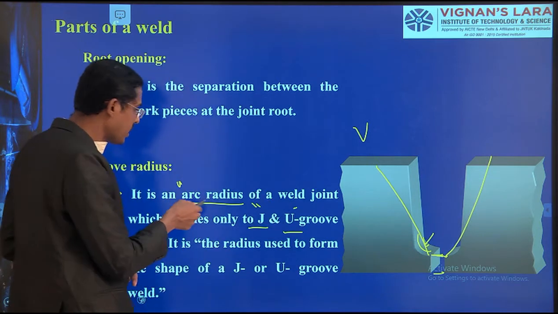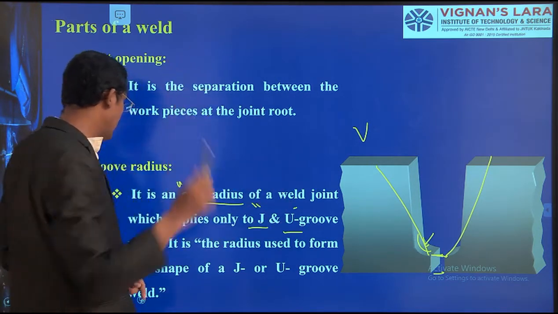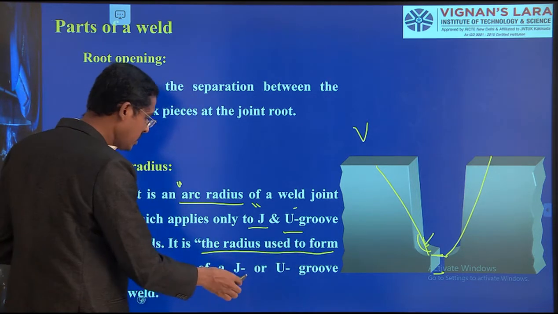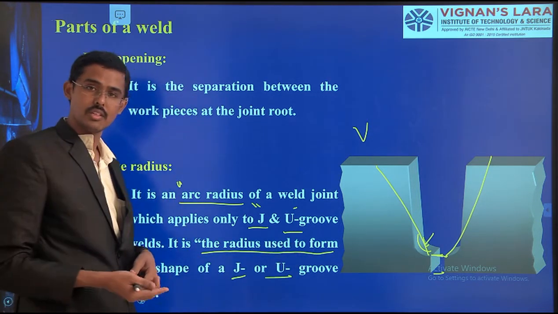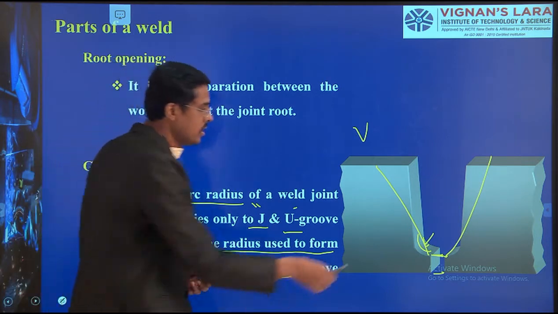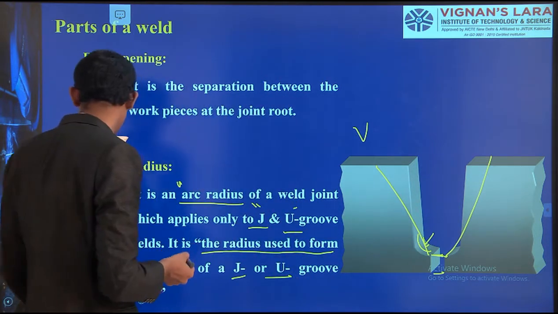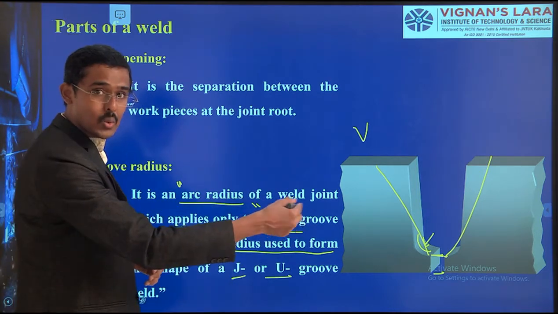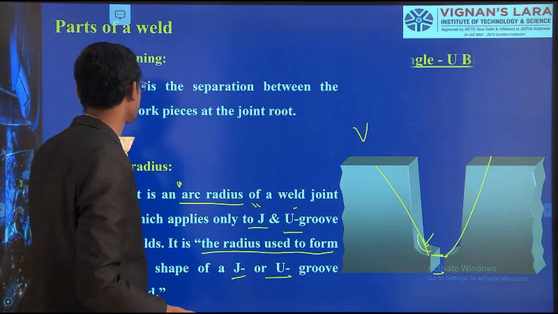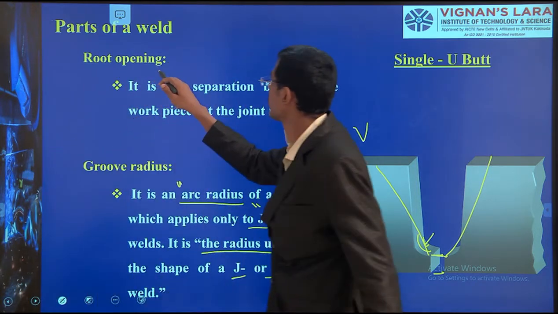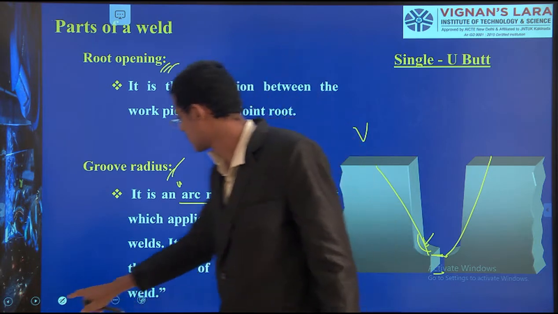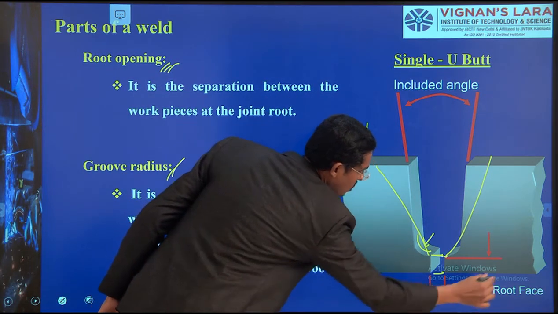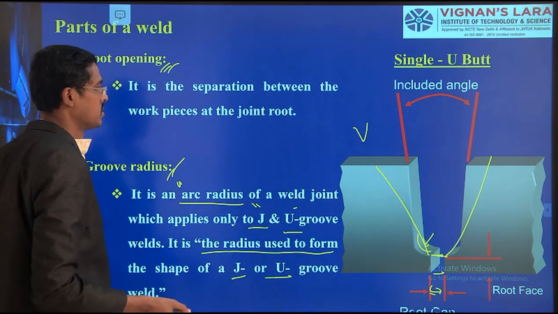Only an arc radius is preferred for J and U groove welds. It is the radius used to form the shape of the J or U groove welds. So here we have studied the root opening, the gap, how much, 1 or 2 mm, and then the groove radius. They have also mentioned the root face, 1 or 2 mm.